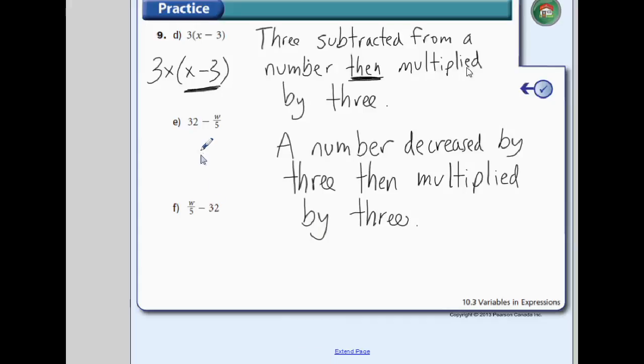Okay, let's move on to E over here. I will make this all smaller if I can. Whoops, the number didn't work. Let's just clear the page.